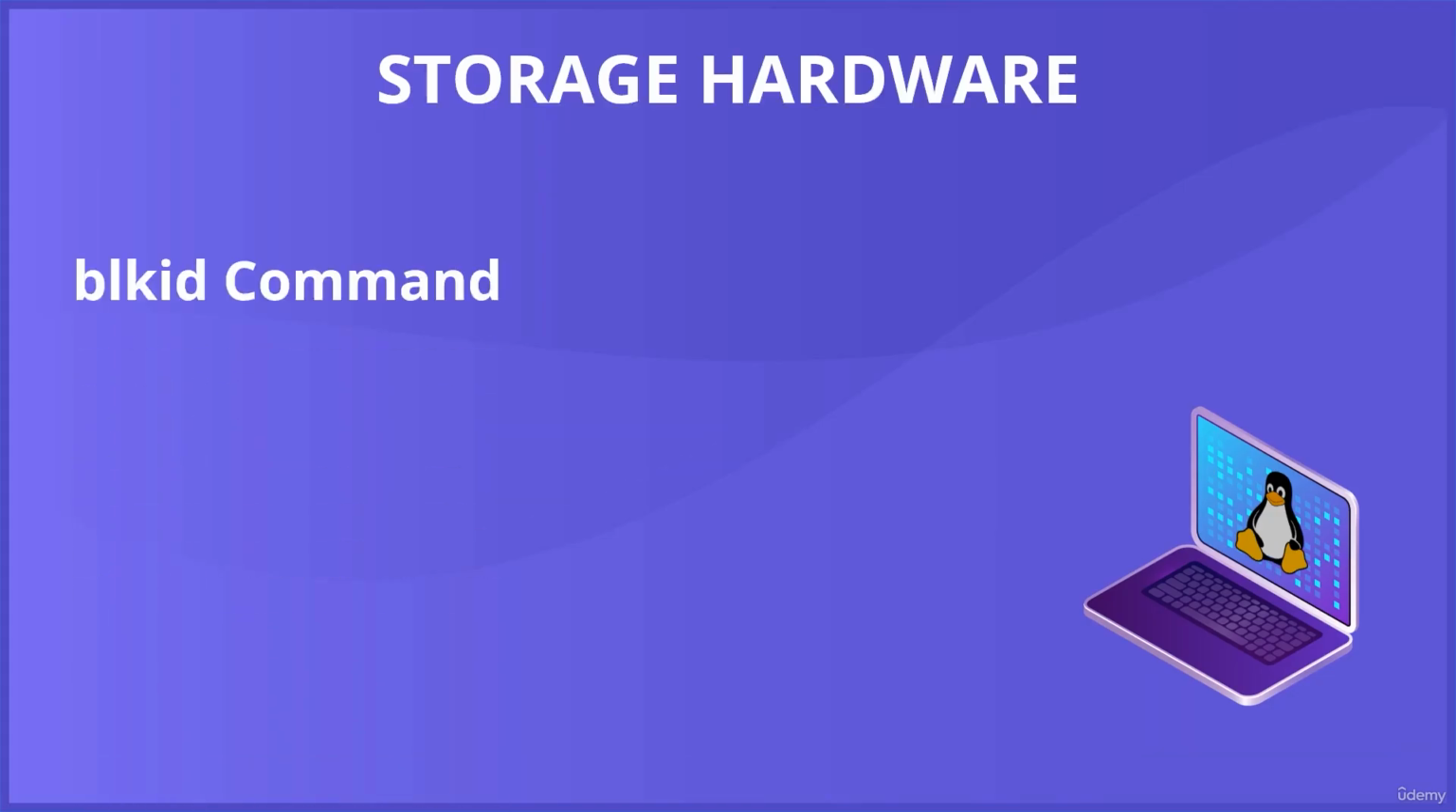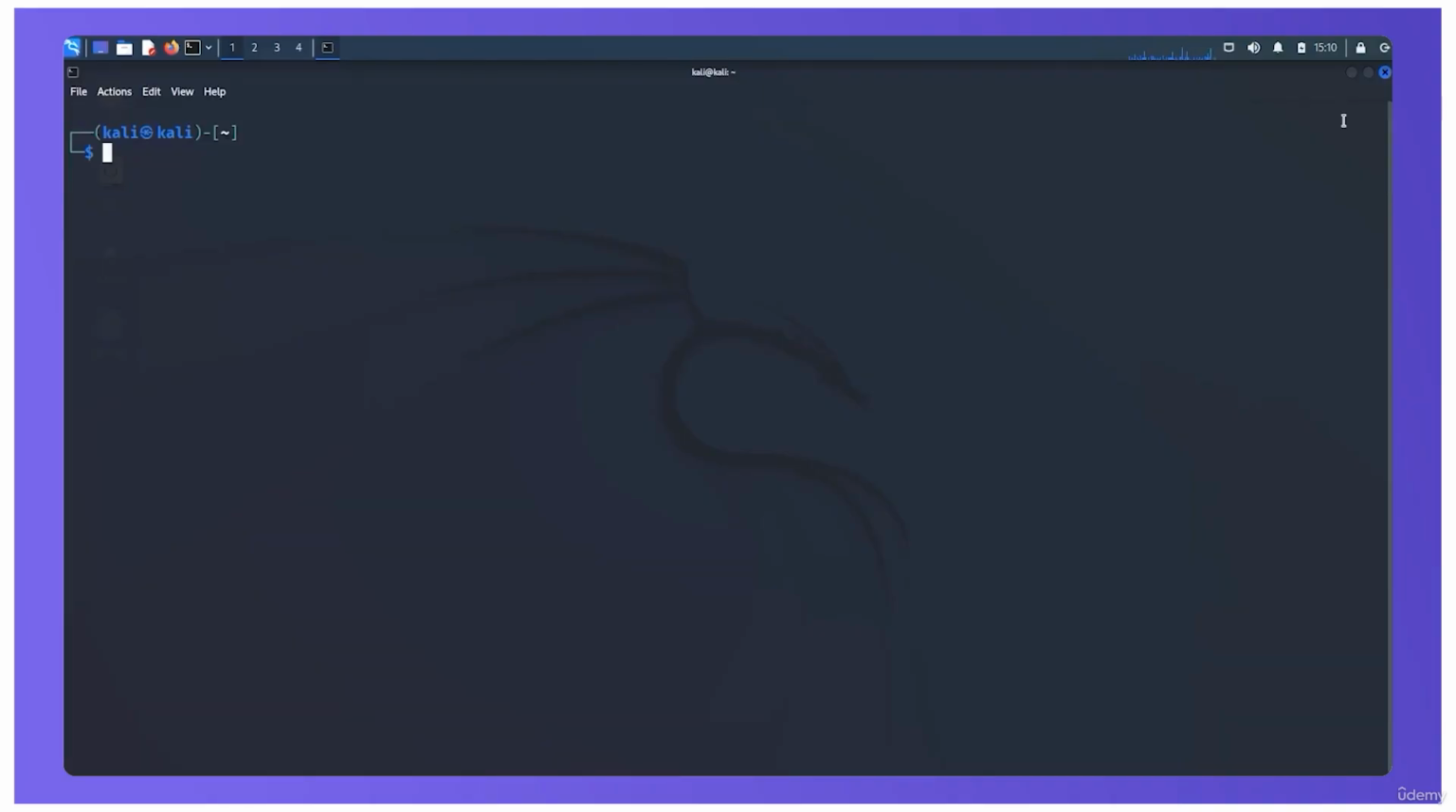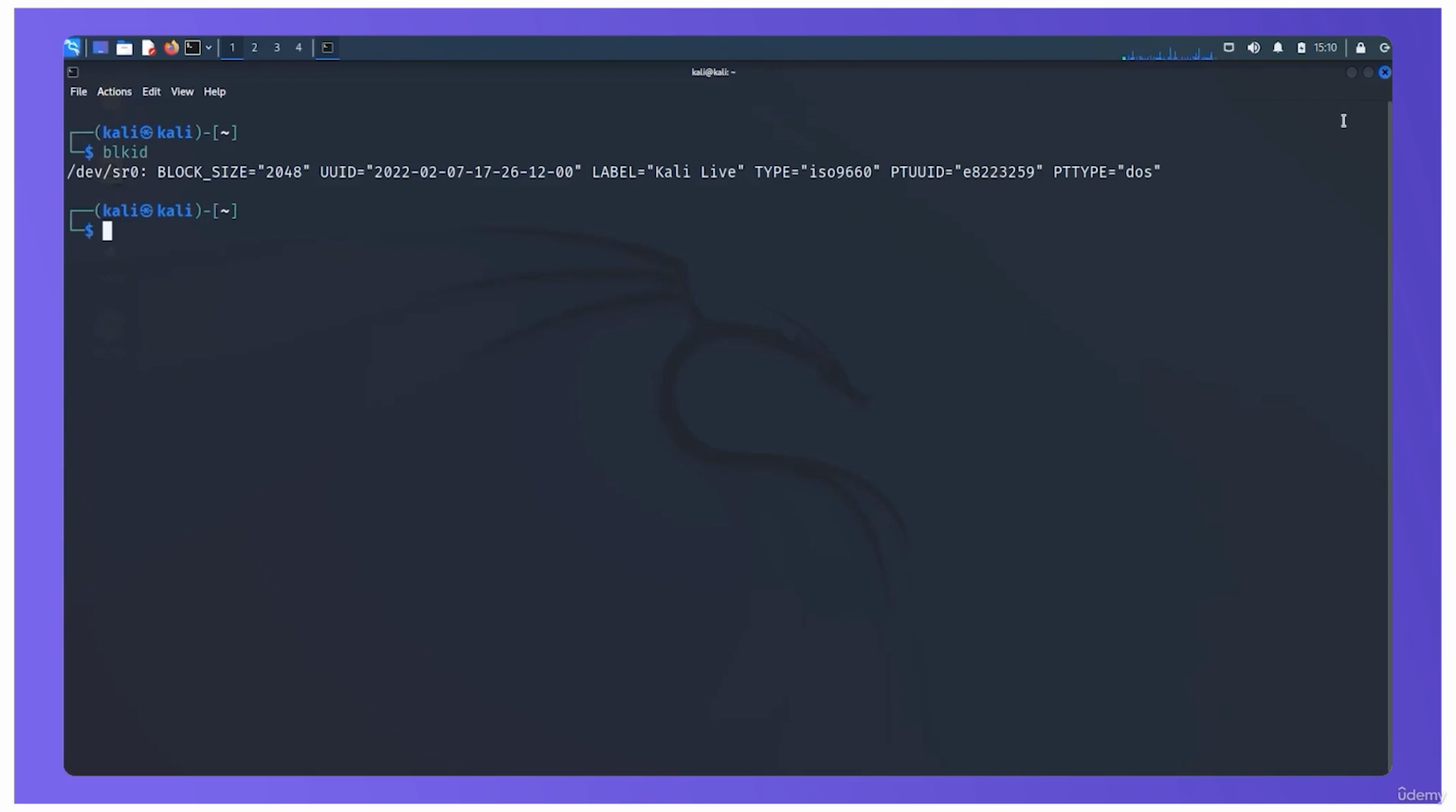I want to tell you about another command which we're going to talk about here. It's blkid. So using the blkid command, you can view attributes of block devices that are on your system. It's just a quick way to find the type of block devices. If you want to display all the block devices that are on your system, you can use the blkid command.